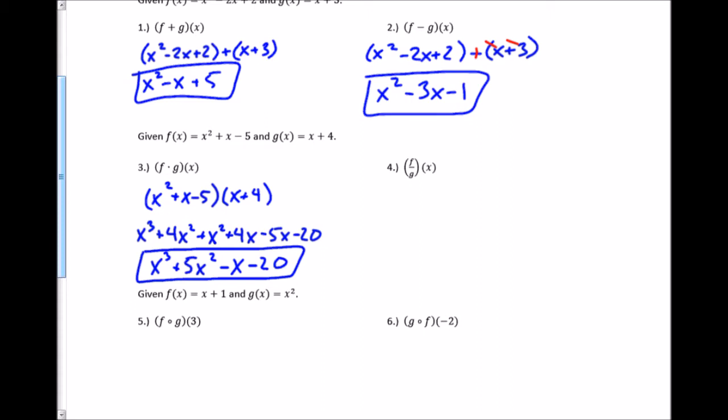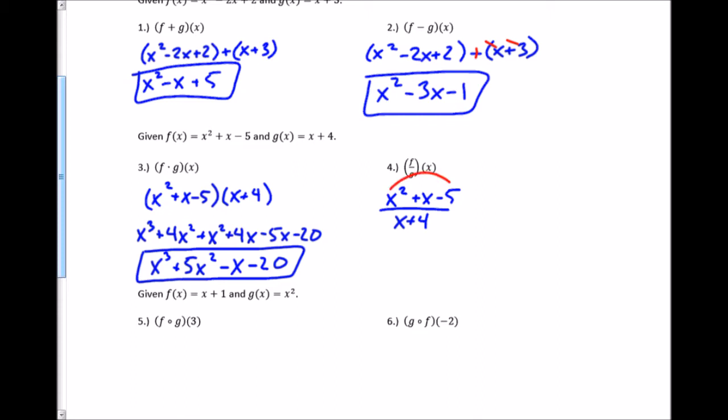In number 4, it's asking me to divide the two functions. So this time I take the f function divided by the g function. That's x squared plus x minus 5 divided by x plus 4. And there's a couple of ways we can look at dividing this thing. I could use long division, but synthetic division would be a good option here. Or see if this thing can factor and cancel out any common factors.